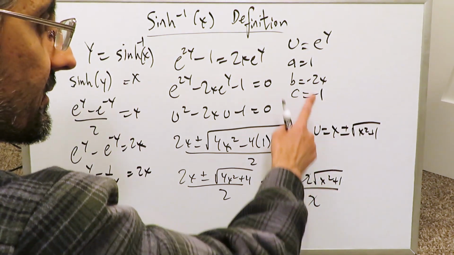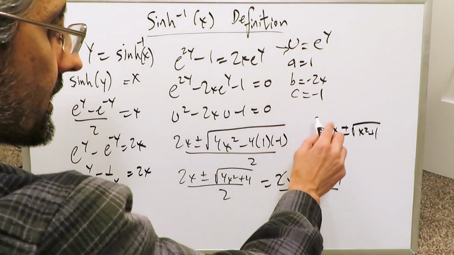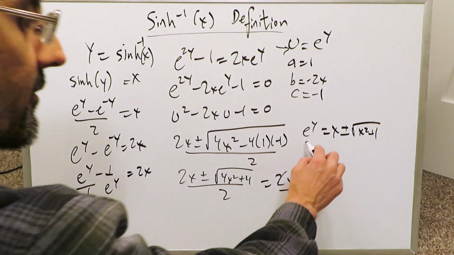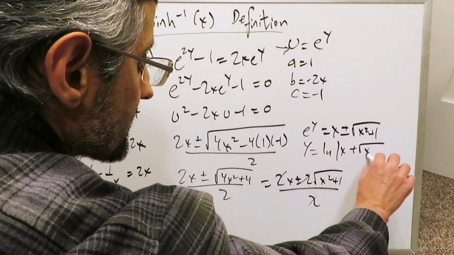But I know u here is equal to e to the y, as you can see right over here. e to the y is equal to that, then therefore y must equal the natural log of all of this, x plus root x squared plus 1.